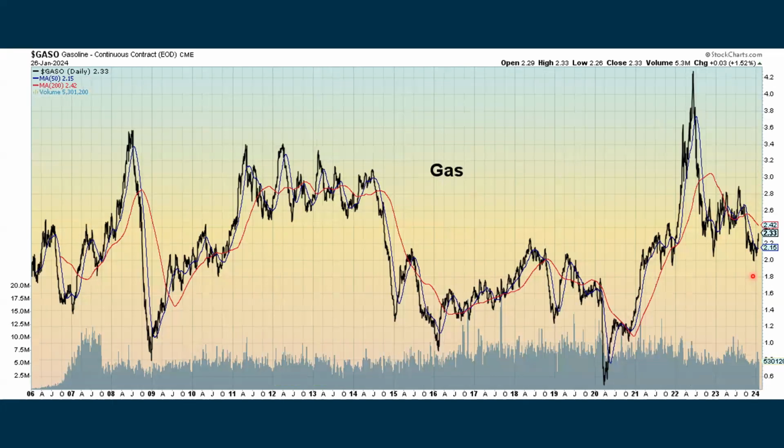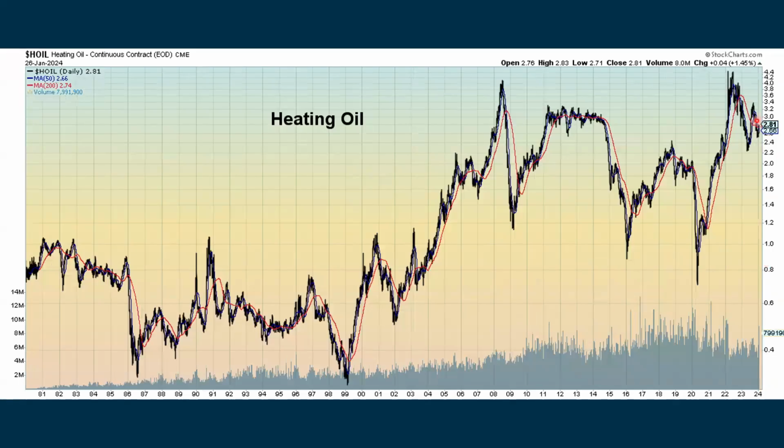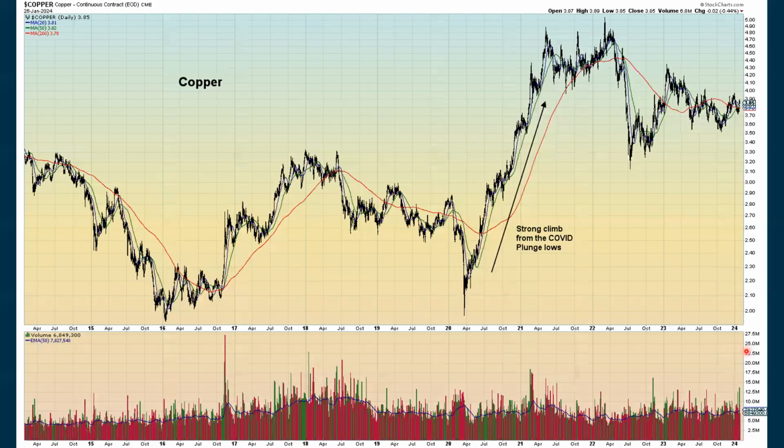Gas continues to be in a downtrend, even though it has been bouncing up lately. This is diesel, which continues to be in a downtrend as well. Heating oil is also more or less in a downtrend. Natural gas is really kind of jumping around all over, but it's still in a longer-term downtrend.